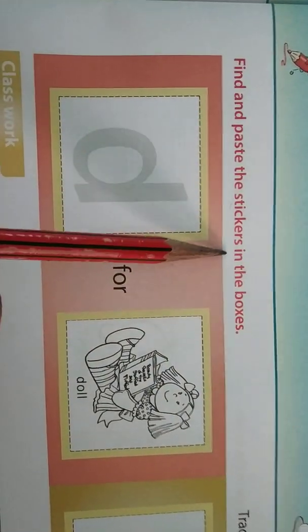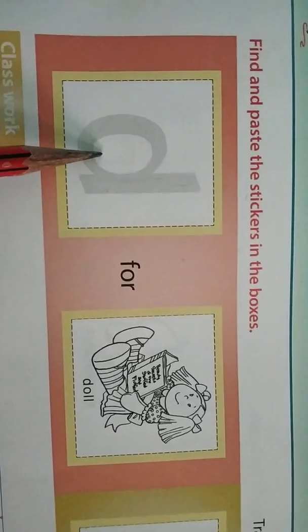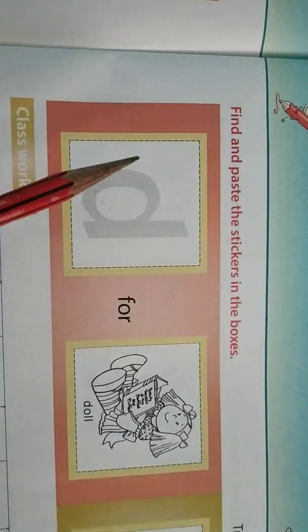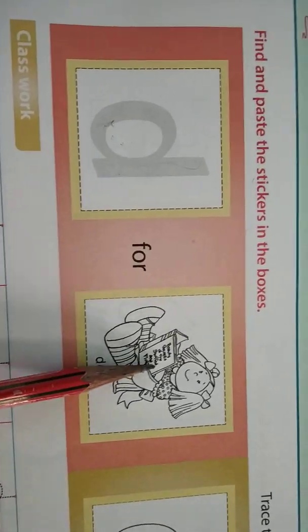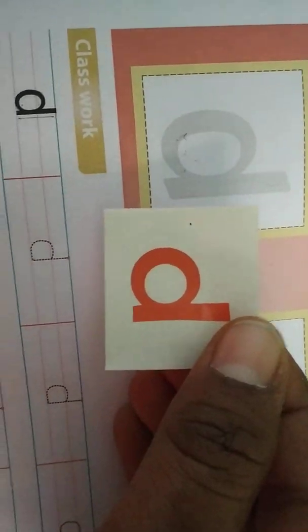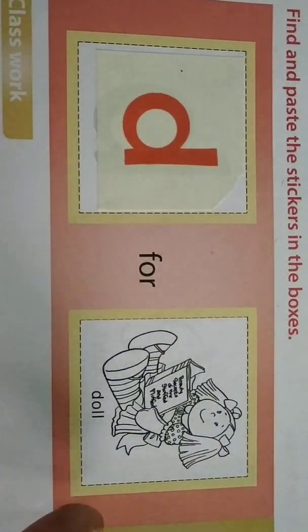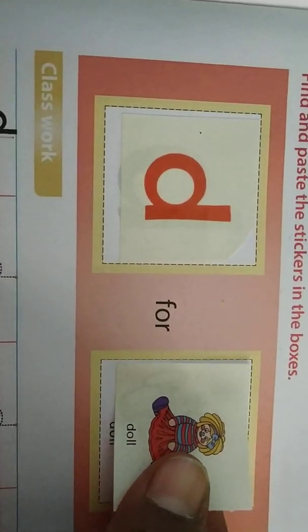Find and paste the stickers in the boxes. So which letter is it? This is also D letter, but it is small d letter. Yes, no? Small d. So first you should paste here small d and D for doll, spelling D-O-L-L. So paste doll here. Small d, doll. Paste Nana. So children, which letter is it? Small d. So paste here. Completed. What is this? Doll. Is this doll? Yes. Paste.